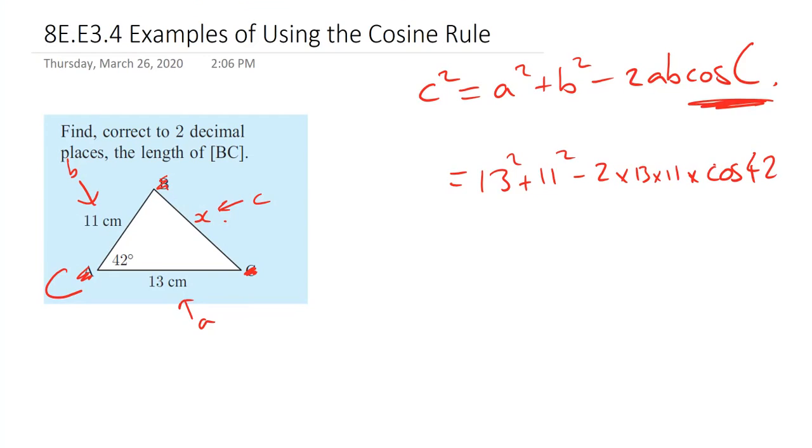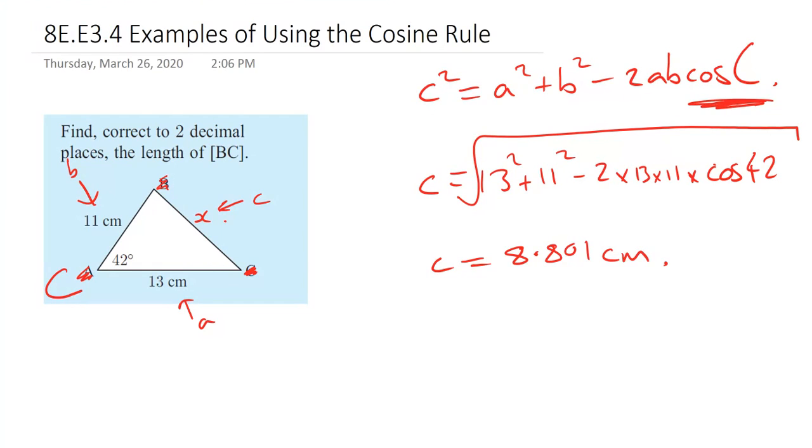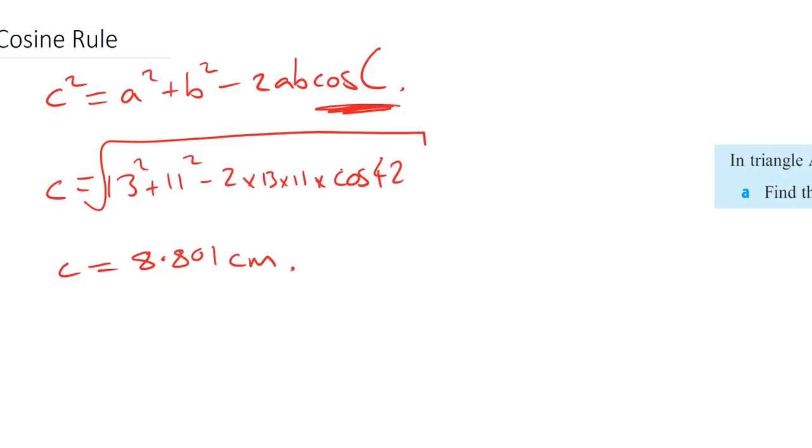Now, if that's equal to c squared, then if I square root all that on my calculator, that will give me the c that I'm looking for. So try typing this in and be very careful and check that you do get the same answer as me. You should end up with that side length being 8.801 centimeters. Okay, let's have a look at another one now.